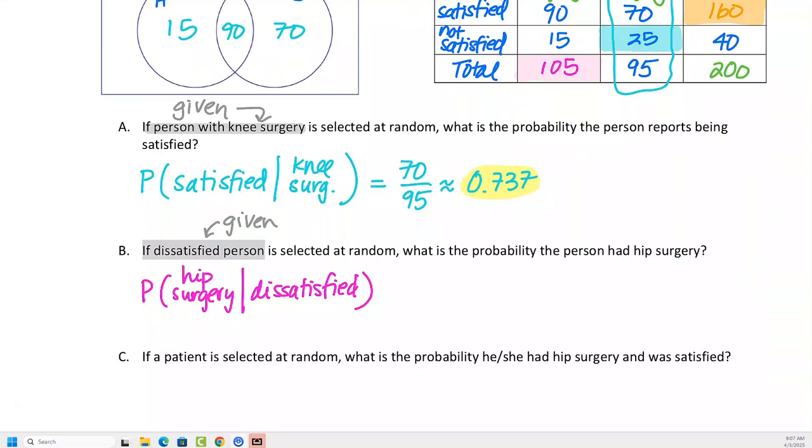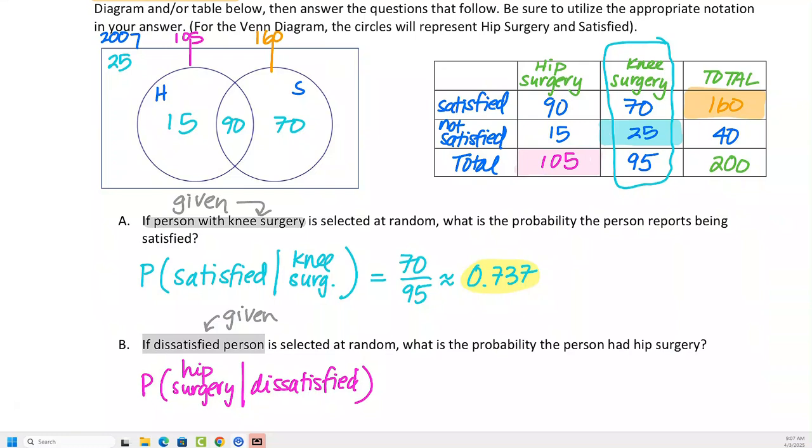Okay, so now we're going to be looking at if they were dissatisfied, that's not satisfied. That's limiting us to this row. So of that row, how many had hip surgery? 15 out of how many total? 40. And 15 divided by 40, I will tell you, is approximately 0.375. So 37.5%.